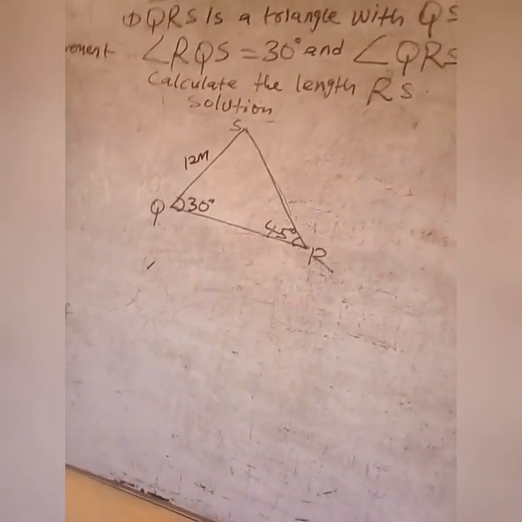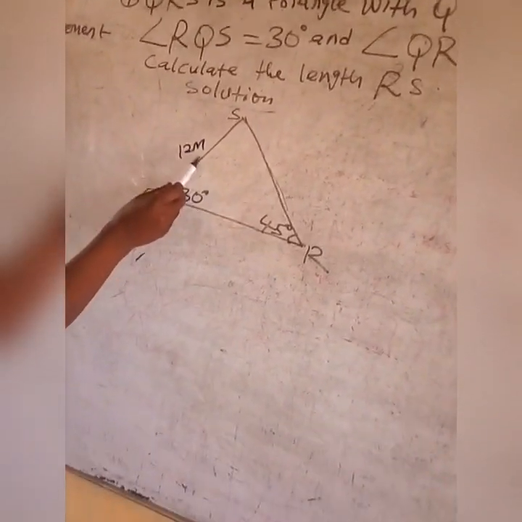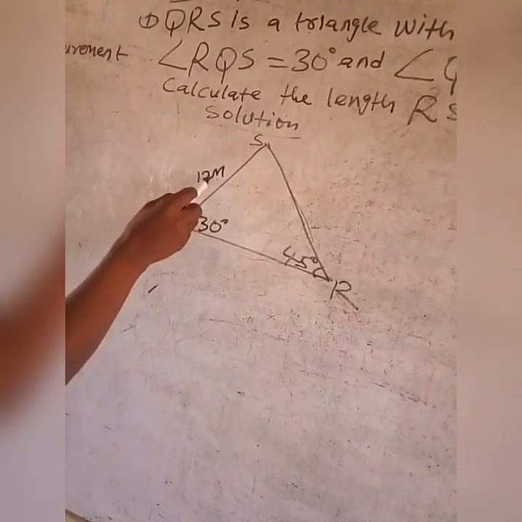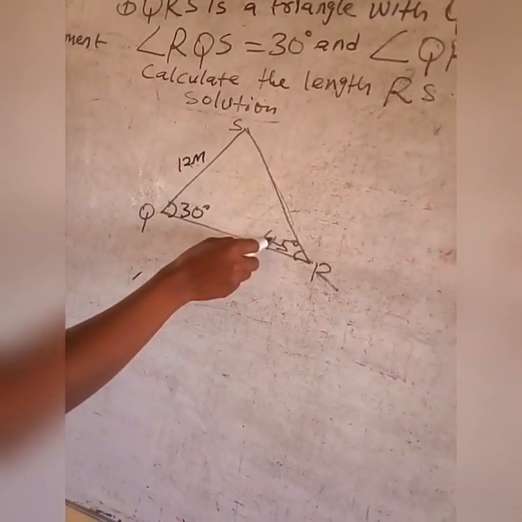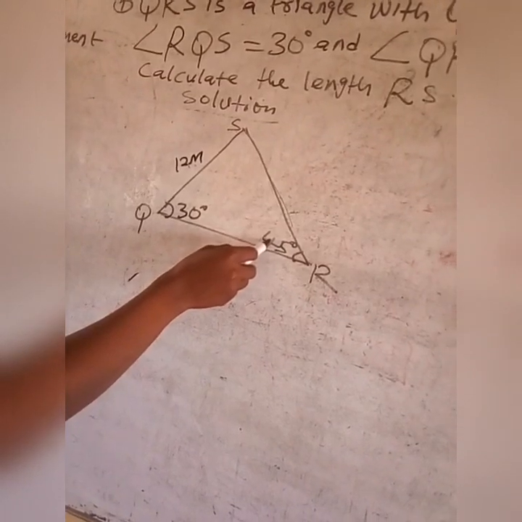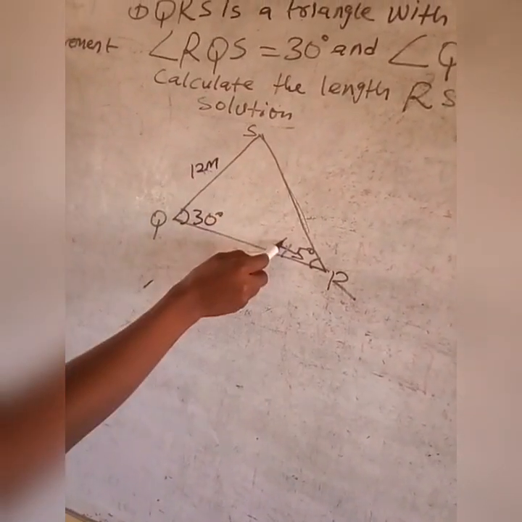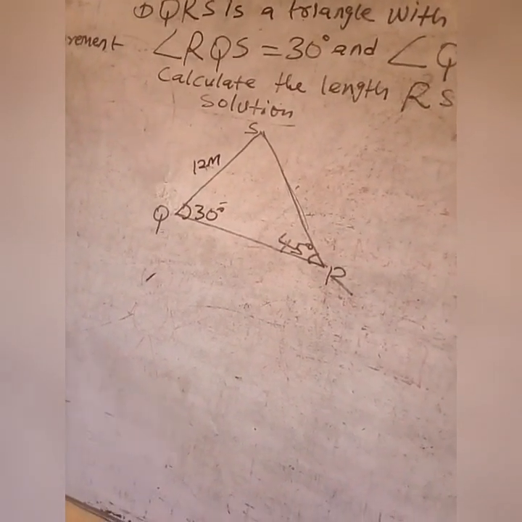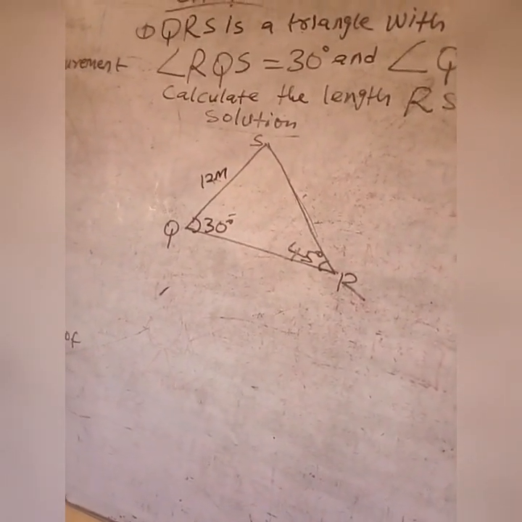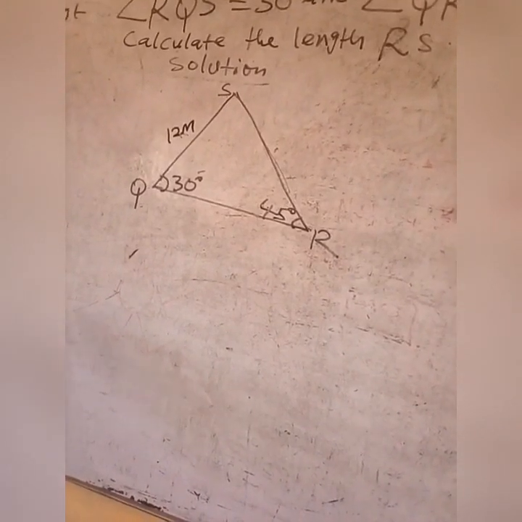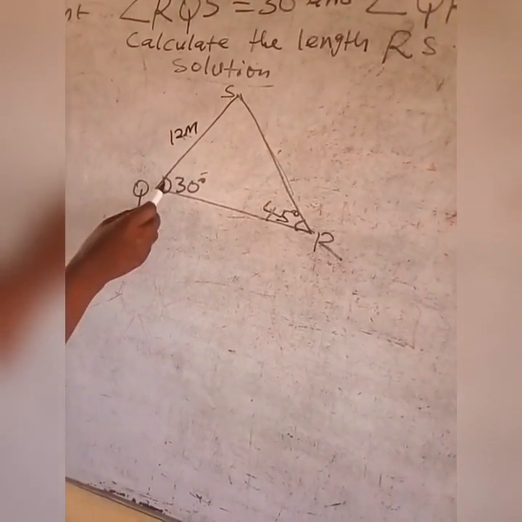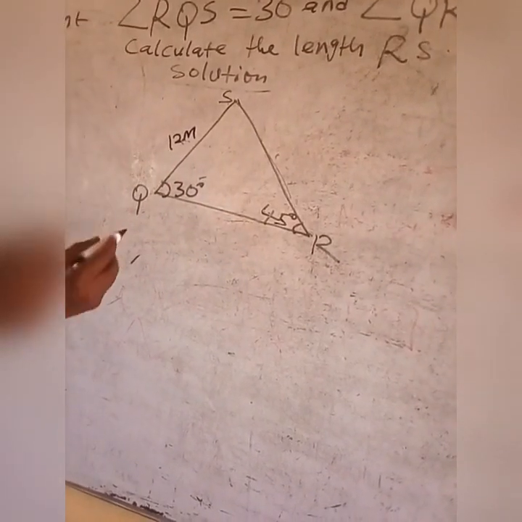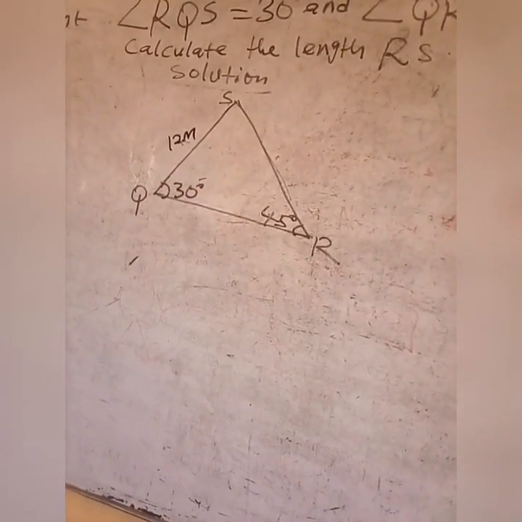So what we are going to do now is use the sine rule. Because I'm looking for RS, I'm going to use this side and this one. Applying the sine rule, let me state all of them, then I know the one I will use and the one I will not use.